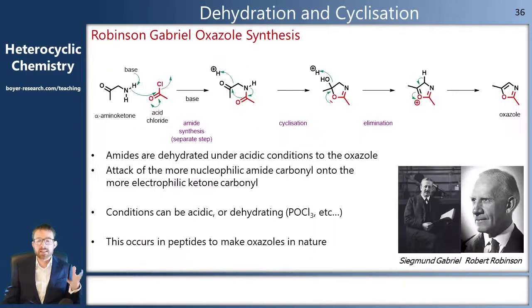So this is a Robinson-Gabriel synthesis, and you can see that starting from a readily available alpha amino ketone, we can react that with an acid chloride to give us this backbone. So it's very easy to make the kind of backbone that we need.